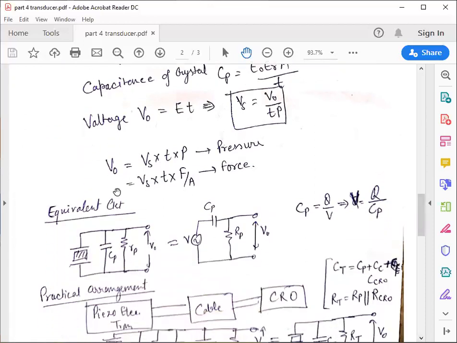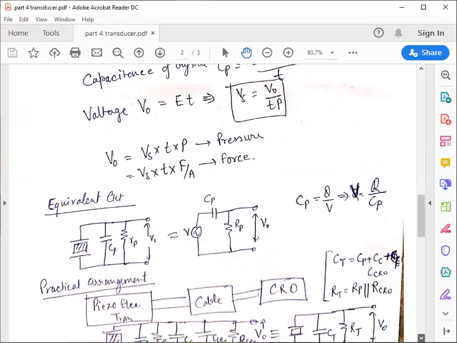Now the equivalent circuit of that quartz crystal. This is our quartz crystal whose equivalent circuit is a capacitance whose value is Cp and a parallel resistance Rp. Here output is taken across the Rp. Now V is the voltage signal which is generated in this quartz crystal, and Cp and Rp will be the equivalent circuit. Here Cp capacitance is equal to charge per unit voltage, and voltage is equal to charge per unit capacitance. So we will use this relation for our further calculation.